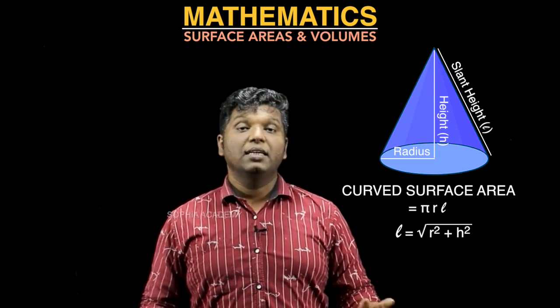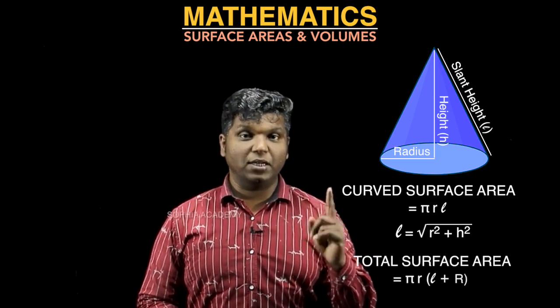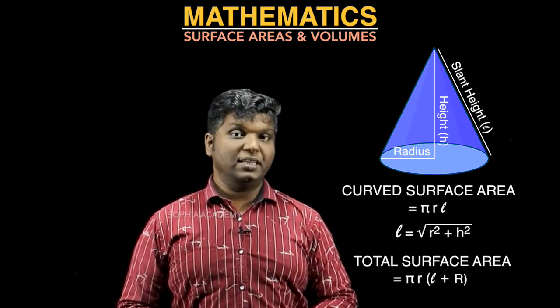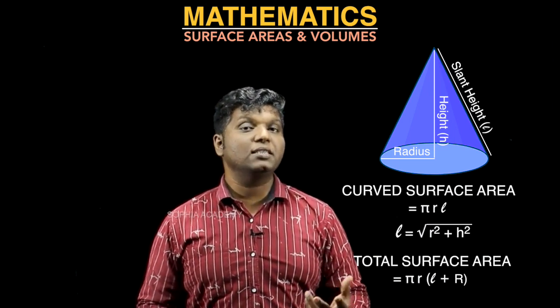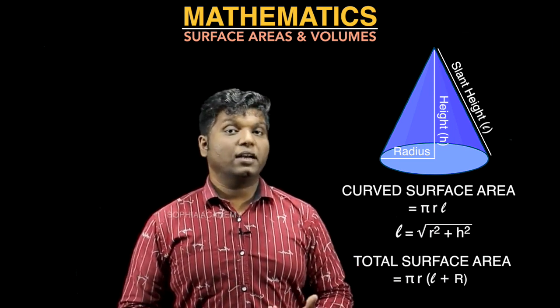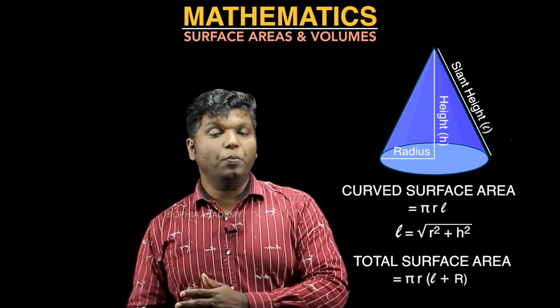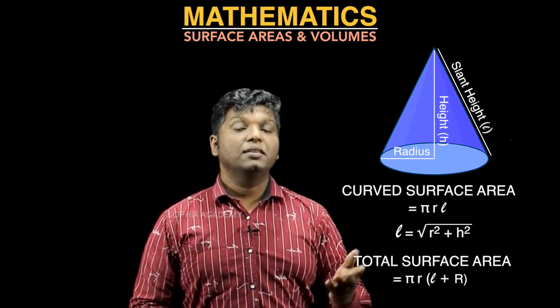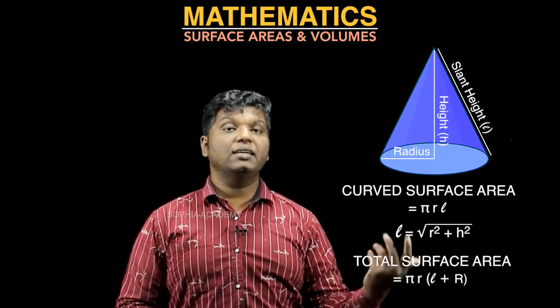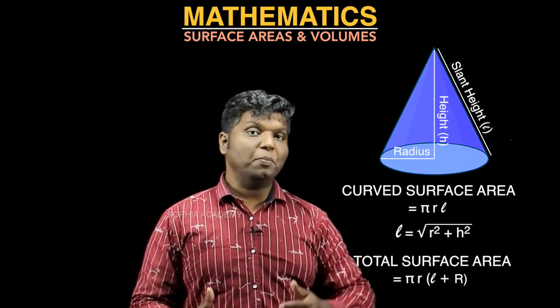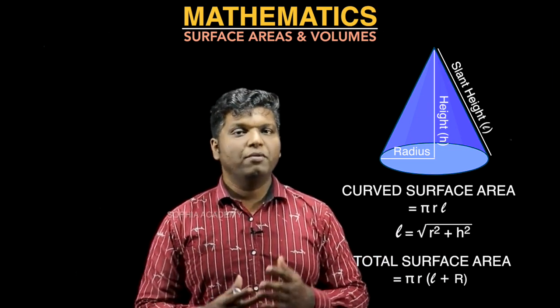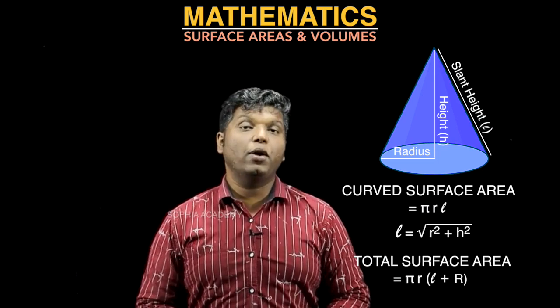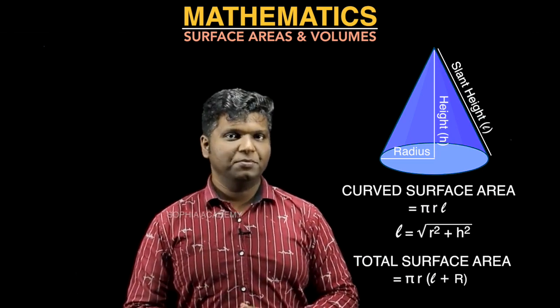Now finding TSA means the curved surface area plus the base area. The shape of the base is a circle, and the area of a circle is pi r square. Right now we talked about pi r l, so pi r l plus pi r square. The base area is pi r square. All together we will get the TSA. So these are the equations which you have to keep in your mind.